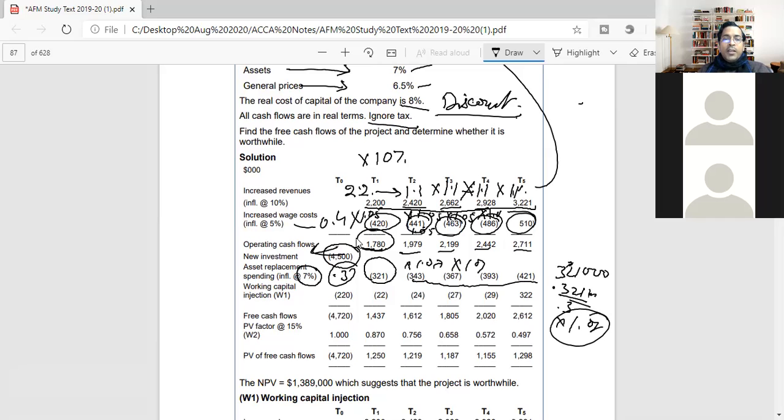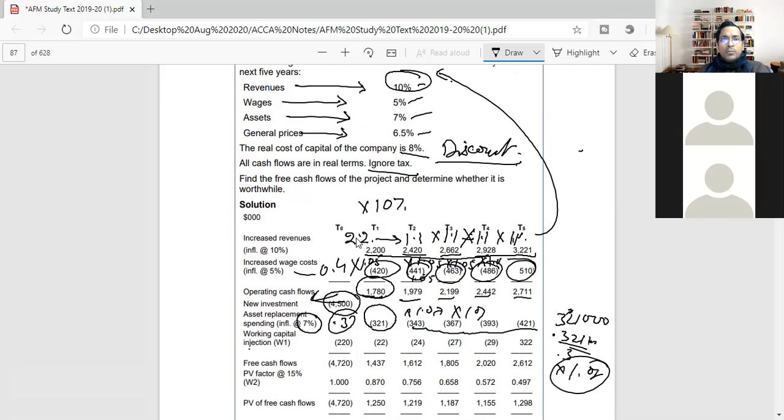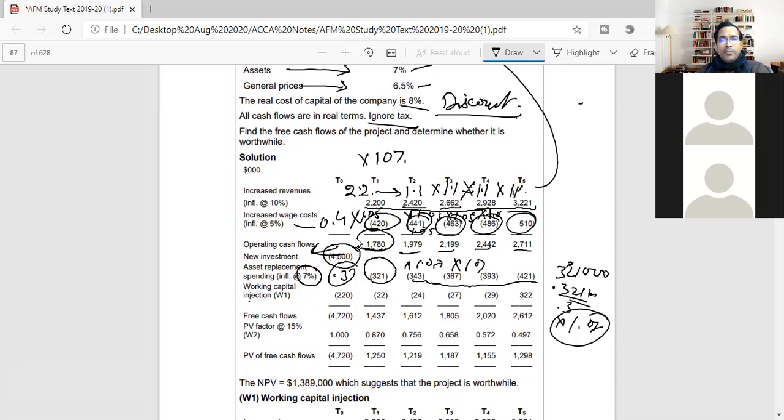Fast forward, working capital injection. You need to have working capital. What is the rate? Is that inflated? No. What is happening is working capital is required just 10% extra every year. So 10% extra means 220 in the first year.